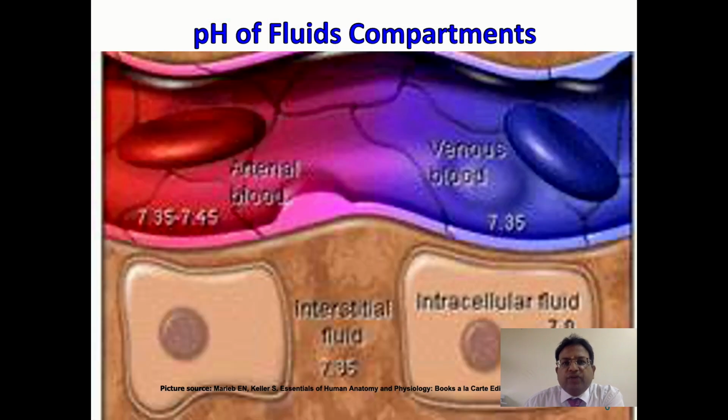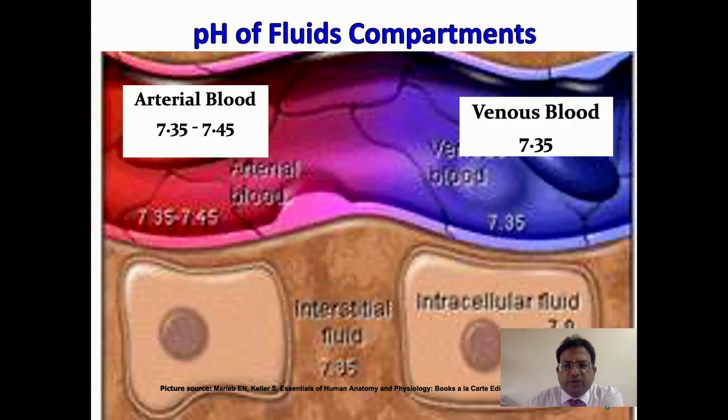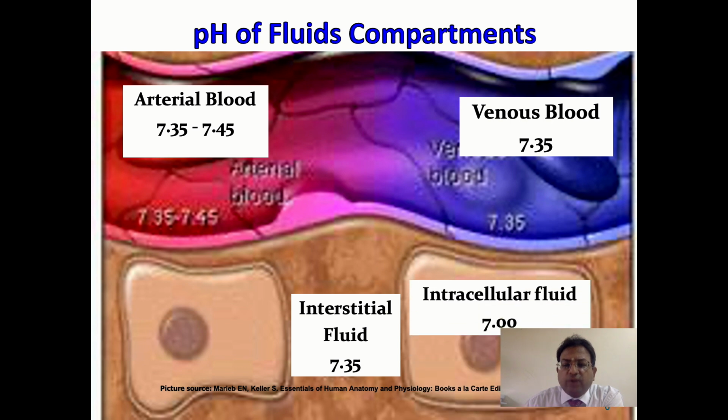Now let's see the pH of various compartments in our body. For example, arterial blood has a pH in the range of 7.35 to 7.45. As we know, carbon dioxide is a volatile acid, and therefore venous blood has more carbon dioxide in comparison to arterial blood. So it is more acidic and has a pH of around 7.35. Interstitial fluid, which bathes the body cells, has a pH of around 7.35, whereas the intracellular fluid has a pH of around 7, where the concentration of carbon dioxide is maximum, because as you know, it is generated here. So this place will be highly acidic as compared to the other places.